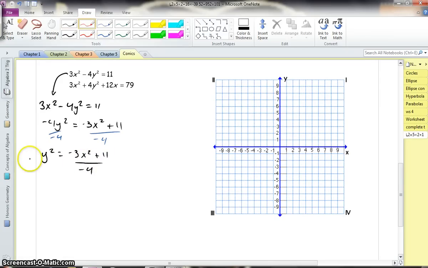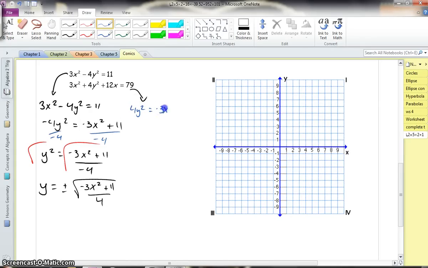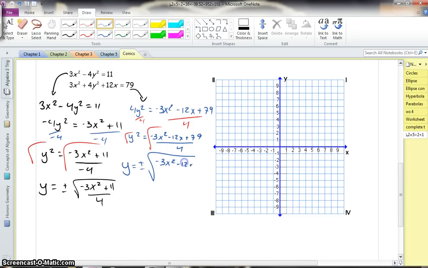Again, no need to simplify because you're just going to put it in your calculator. So take the square root. So y equals plus or minus the square root of negative 3x squared plus 11 all over 4. All right. Now, let's go over here. Get your negative 3x squared over. Get your 12x over. And your 79 is already there. Divide everything by 4. So y squared equals negative 3x squared minus 12x plus 79 all over 4. So y equals plus or minus the square root of negative 3x squared minus 12x plus 79 all over 4.